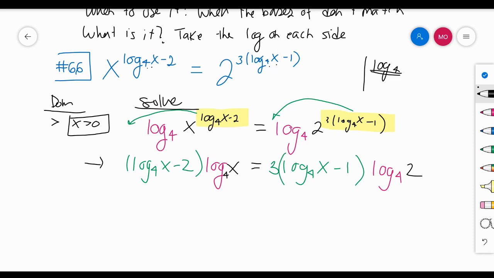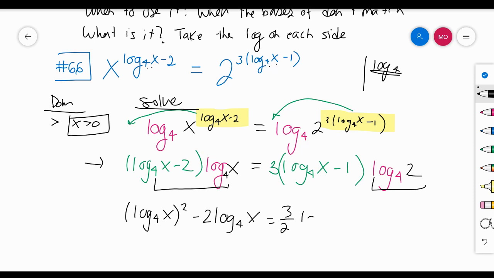Okay, so let's see. I'm going to open my brackets and see what happens. So we get log base 4 of x squared minus 2 times log base 4 of x is equal to, notice this is a number, log base 4 of 2, I think that's just 1/2. So we're going to have 3 over 2 log base 4 of x minus 3 over 2.